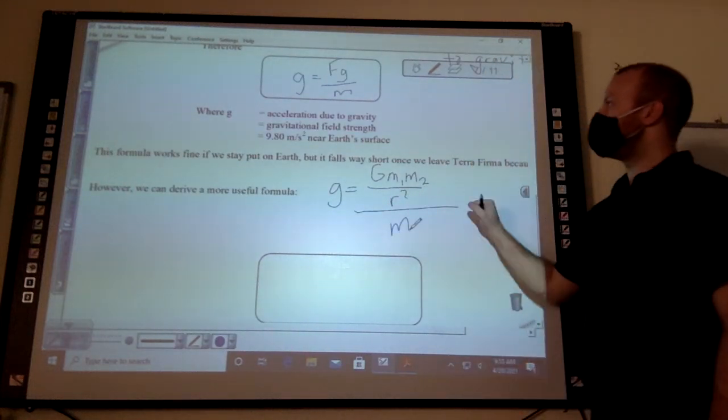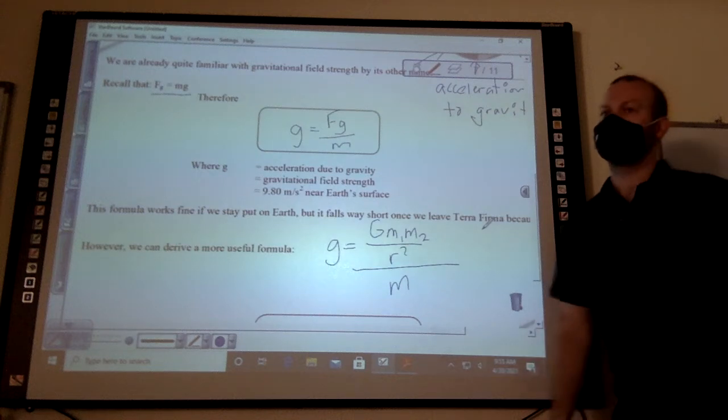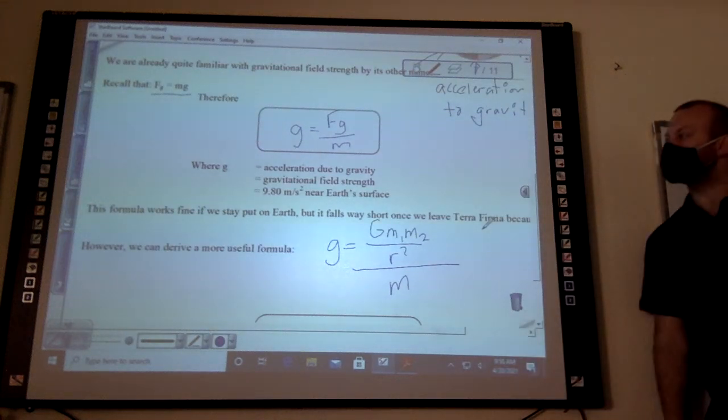And what mass am I dividing by in this case? Is it the Earth or is it the satellite?